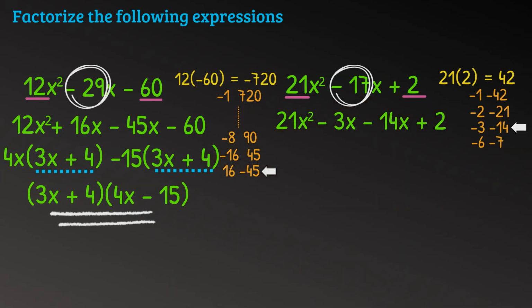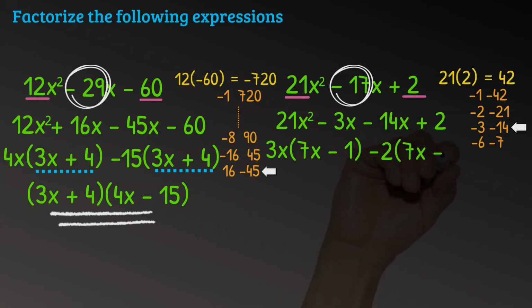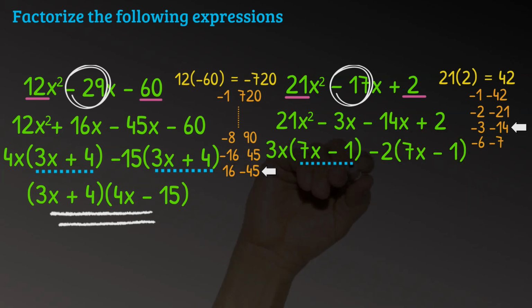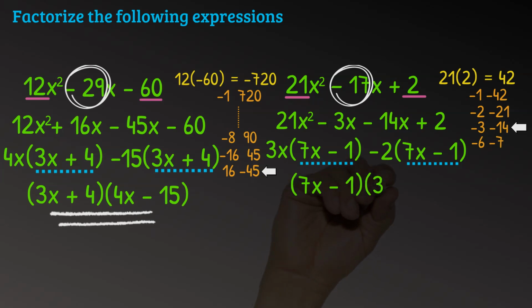Then the greatest common factor for the first two terms is 3x, and we'd have to times that by 7x minus 1. And the greatest common factor for the second two terms is 2, also multiplied by 7x minus 1. So the first bracket of the solution is 7x minus 1, and the second bracket is 3x minus 2.